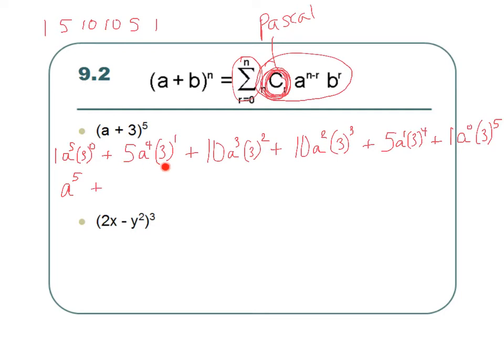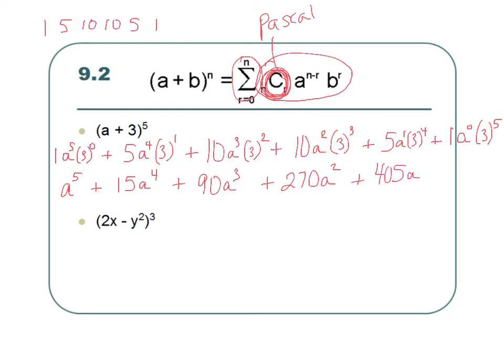Plus, here's my next term. I have a 5 and I have a 3 to the 1st. I'm multiplying. That's going to be a 15 a to the 4th power. Plus 10 times 3 squared, that's 9, so 90 a to the 3rd. Plus 10 times 3 to the 3rd, that's 27, so 270 a squared, plus 5 times 3 to the 4th. 3 to the 4th is 81, times 5 is 405 a.